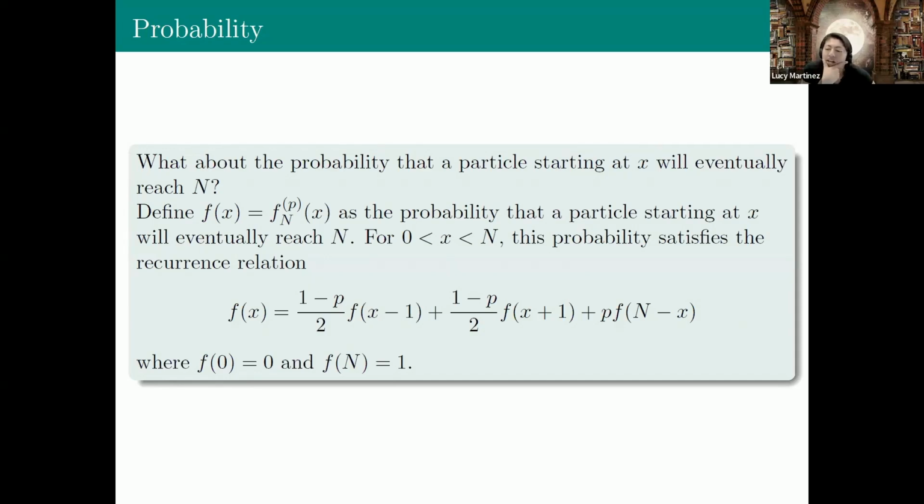Now, maybe a suggestion to solving or to coming up with a closed formula for f of x would be to try to use some recurrence relation tools to figure out a closed formula from this expression and its initial conditions. But we can see that this n minus x here will make this a little bit difficult.